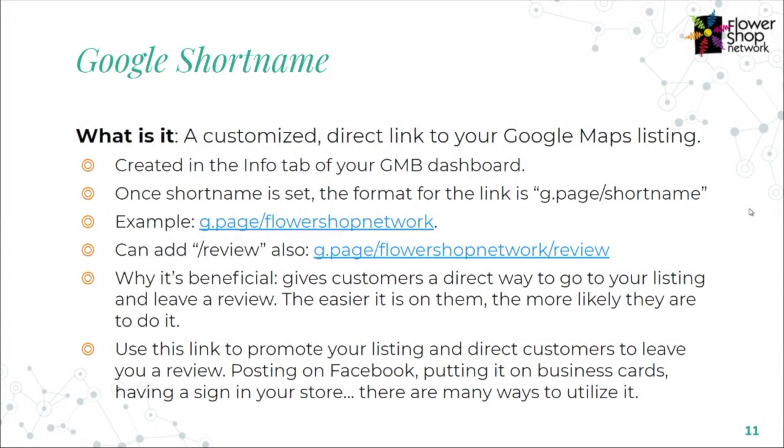So let's say that you set your short name for Flower Shop Network. Like in the example I've got here, the format for the link would then be g.page/Flower Shop Network. And that is a link that if somebody types that directly into their web browser, they will go directly to your Google Maps page. If they do that with /review here, then they will go directly to your Google Maps page and it will pop up a box for them to leave their review.